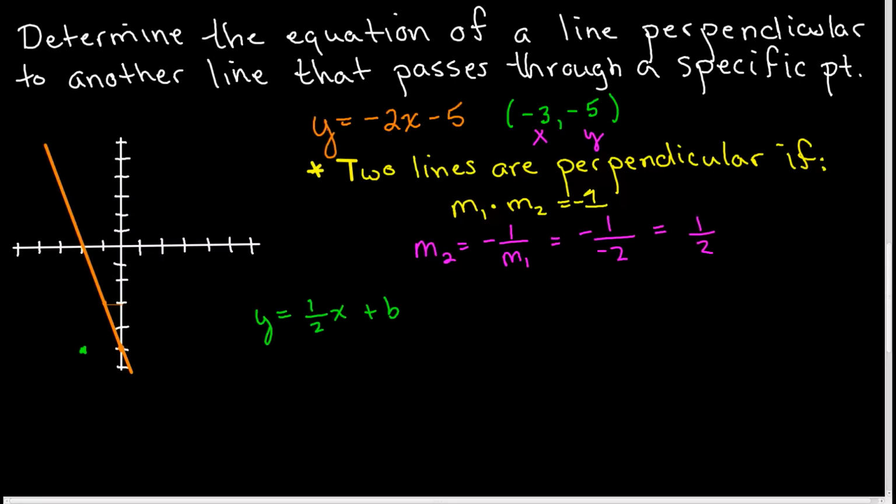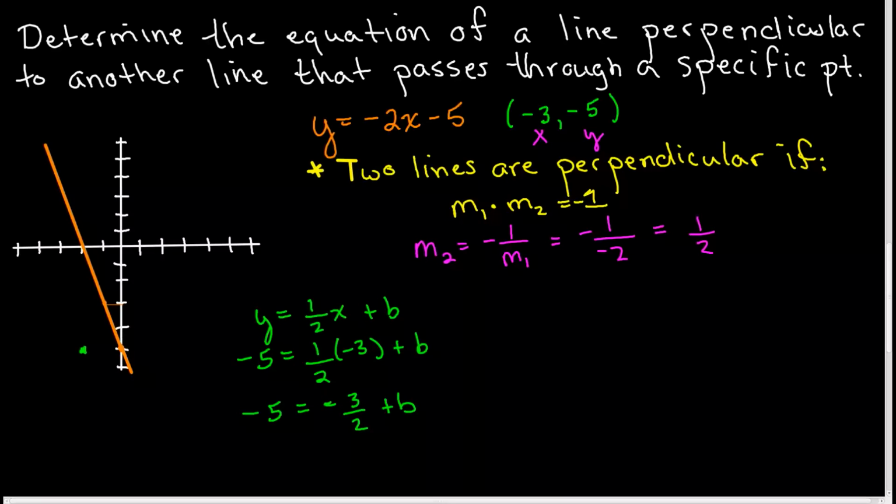So we're going to use those and substitute it into this equation, and that's going to let us solve for b. So if we put negative 5 in for y, we'll have negative 5 equals 1/2 times x, so 1/2 times negative 3, plus b. Well, multiply these across. We'll have negative 5 is equal to negative 3/2 plus b.